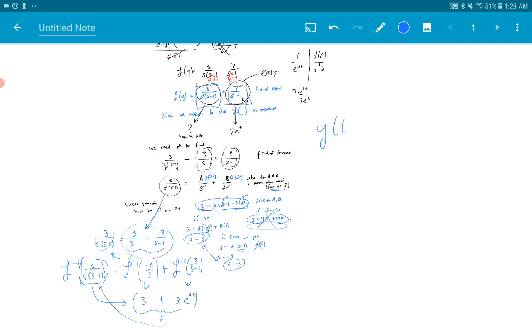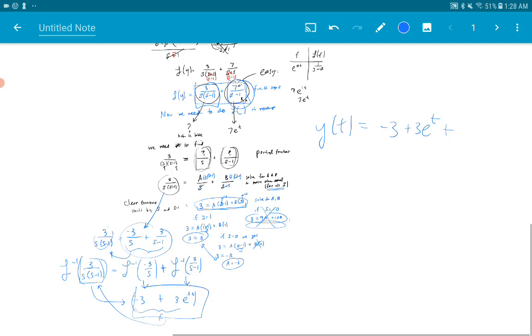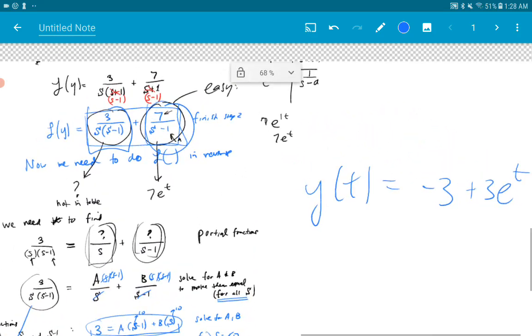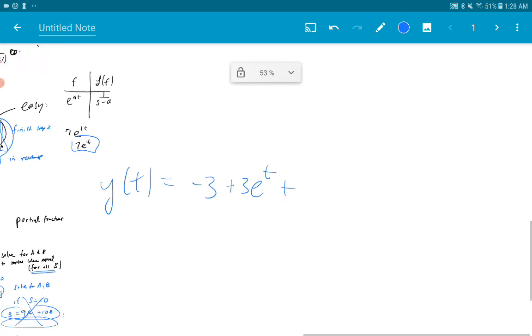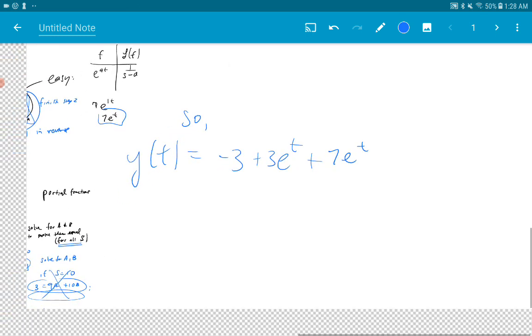So overall, y of t would equal negative 3 plus 3e to the t. That's what we get from this piece. And then we have to add to that what we got from this piece, the one that we said was easy and we did first. That was 7e to the t. This is our final answer.